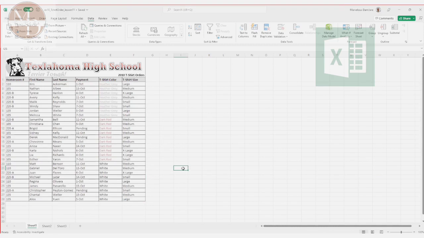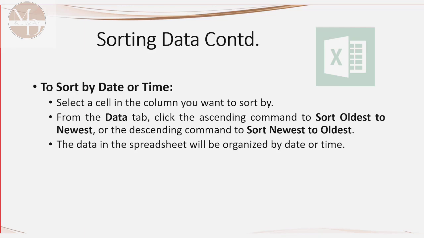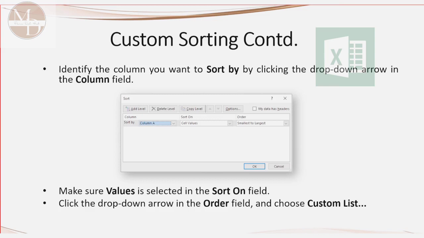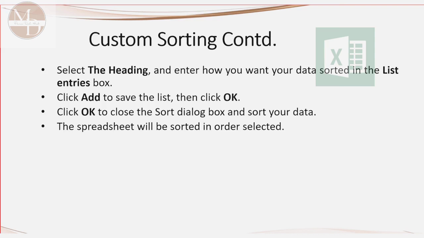That is custom sorting. Now we have another one called multi-level sorting. So okay, from data we can also sort from oldest to newest, like that. There are so many ways we can do it. These are part of data manipulations that we have. Now, custom sorting, you can use a custom list to identify your own sorting order, such as days of the week, or from the smallest to the largest, to sort in the order of your choosing. Okay, from data, so I have practicalized this earlier. So let's continue.